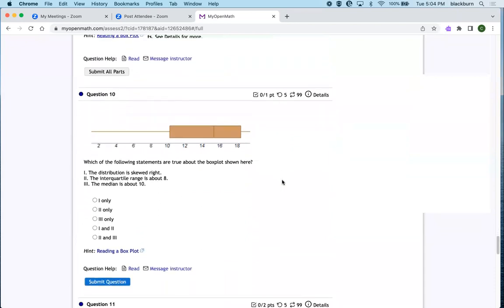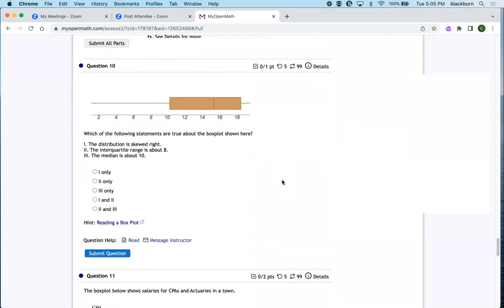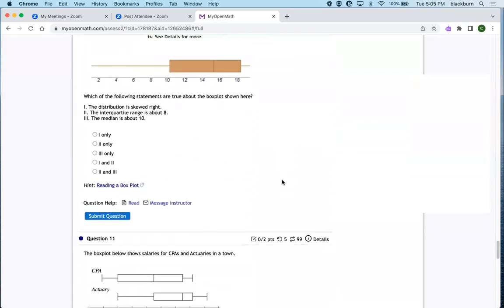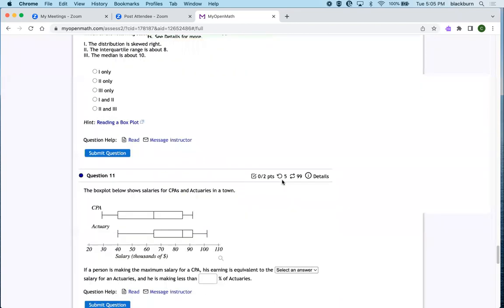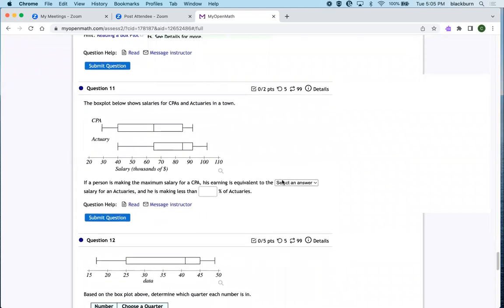Question 10. They want to know which is true. I think I'm going to skip that one and y'all can take a look at that one and try to figure it out. 11 compares two different data sets. Box plot shows the salaries for CPAs. A CPA is an accountant, right? An actuary is like an insurance bigwig.